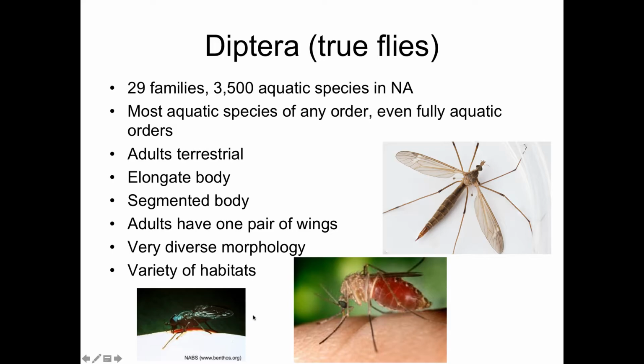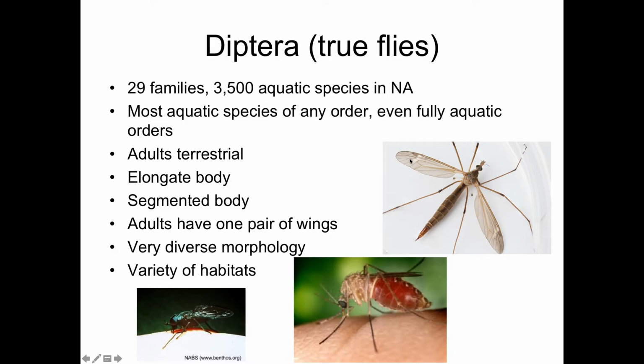But anyways, there are lots that have larvae that live in freshwater habitats, though, and obviously a lot of species. There's a lot of families of Diptera. We'll focus on the important ones. The adults are terrestrial. They tend to have an elongate body. It does include mosquitoes, and think of like house flies and stuff. They have segmented bodies, so you can see the segments here.